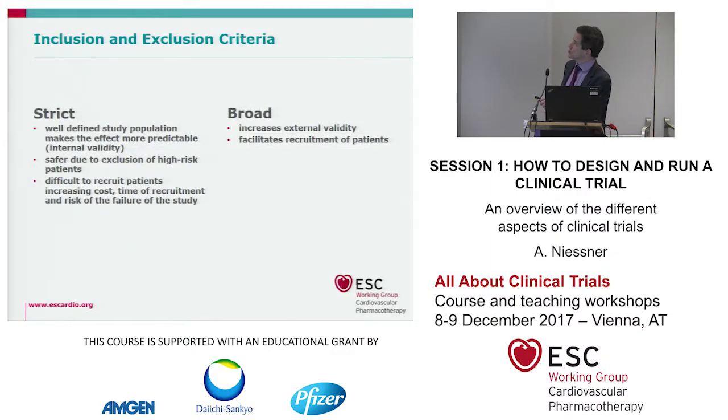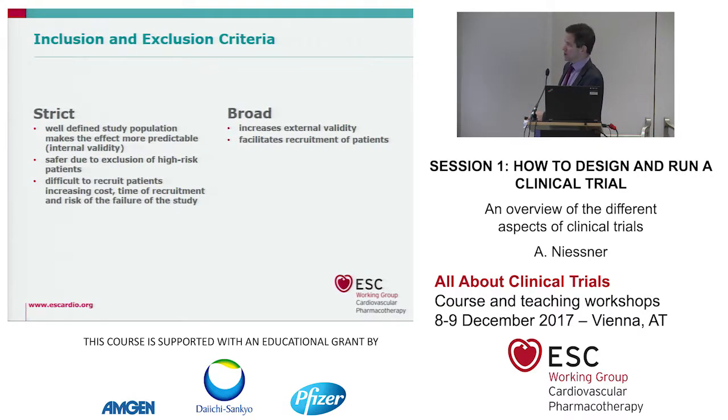About inclusion and exclusion criteria, again, there's no right and wrong. You have to think, well, what's the correct way or the best way for my study? If you have very strict inclusion-exclusion criteria, you have a very well-defined study population, it makes the effect of the therapy more predictable, so you have internal validity. It's safer, which is what usually happens with new pharmacotherapies due to exclusion of high-risk patients. So you exclude your high-risk patients, you have your new therapy, you're not sure how good the new therapy is, so you want to be safe and exclude high-risk patients.